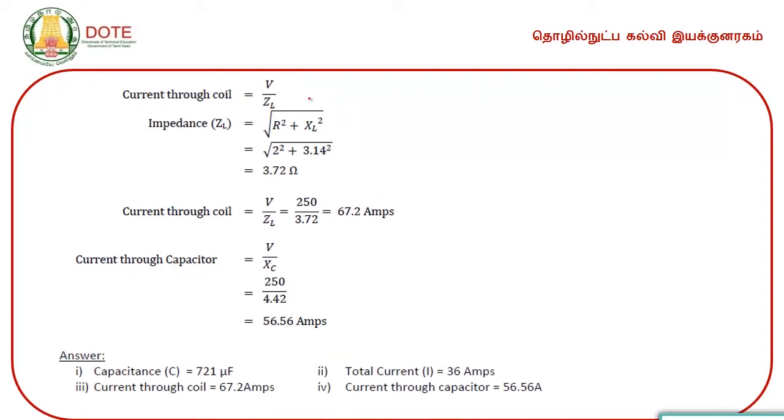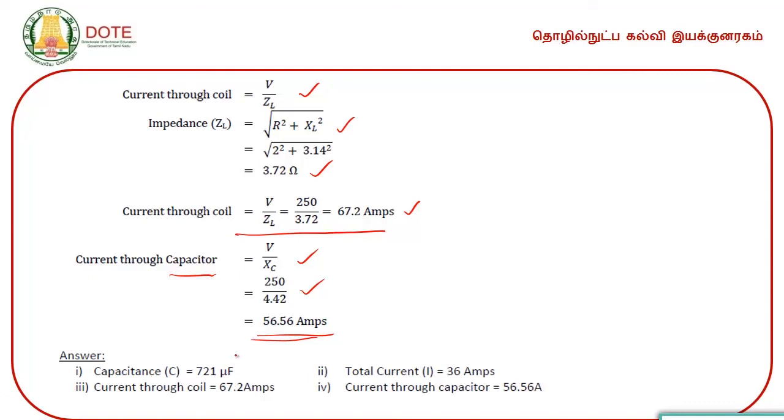Then current through the coil is equal to V by ZL, where impedance is equal to square root of R square plus XL square. Substituting those values here, we get the impedance value as 3.72 ohms. Then current through the coil is equal to applied voltage by ZL, which is 250 by 3.72, which yields 67.2 amperes. The current through the capacitor is equal to V by XC, which is 250 divided by 4.42, which is 56.56 amperes.